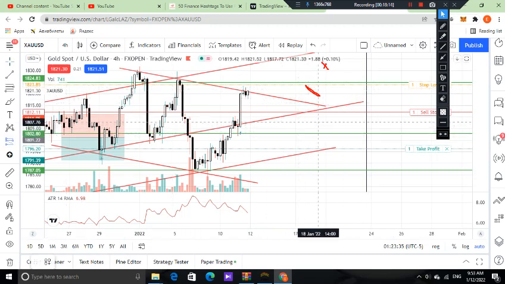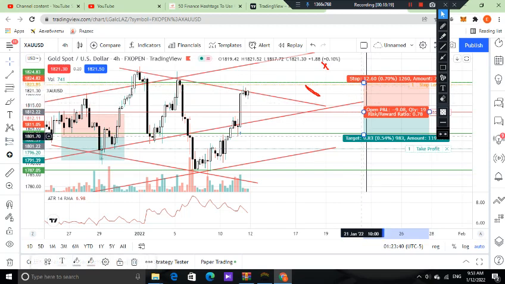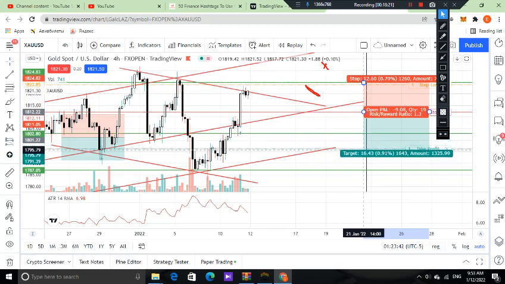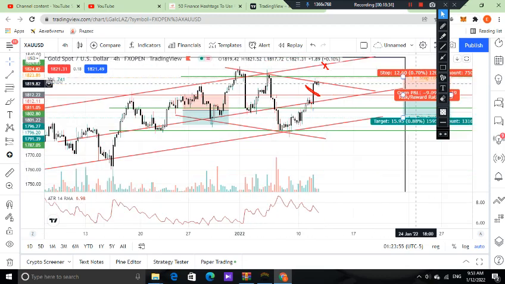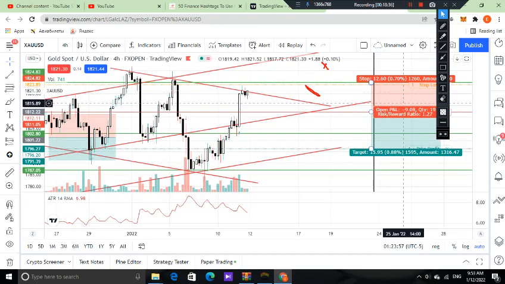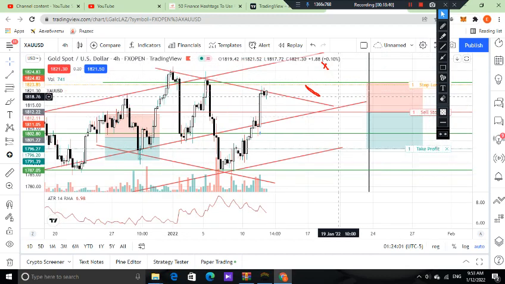If you want to have a high winning rate, you have to sacrifice your R2R ratio, and if you want to have a high R2R ratio, you have to sacrifice your winning rate. So at this point, I sacrificed my R2R. It's not that bad, but it's not that much good either.